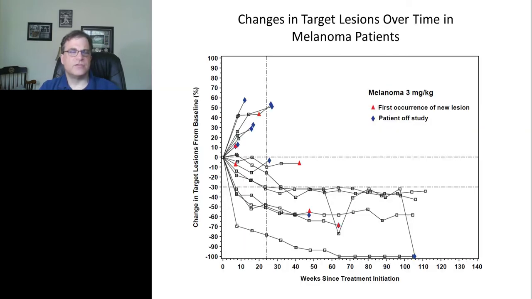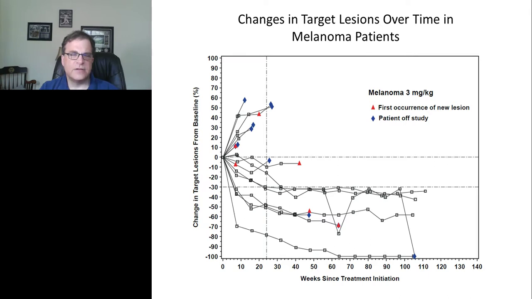So this is just kind of the first spider plots or spaghetti plots showing nivolumab here at 3 milligrams per kilogram in previously treated patients with melanoma. And on the y-axis is the change in tumor volume from start of treatment, 0 being the tumor volume at start of treatment. And on the x-axis is the time from initiation of treatment. You can see the majority of patients here have either responses or stabilization.